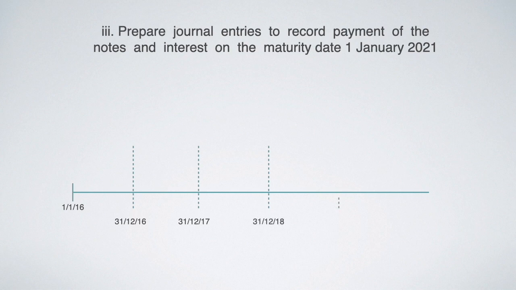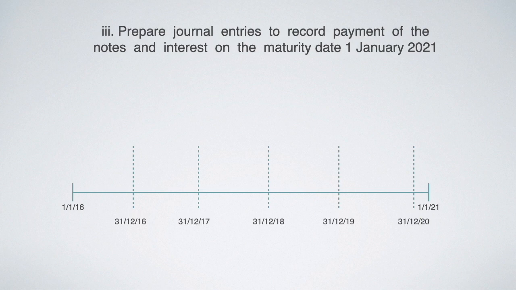31/12/2018 tutup account lagi, 31/12/2019 tutup account lagi. Sampai 31/12/2020 tutup account lagi. Dan pada 1 Januari 2021 barulah akan mature, baru matang.